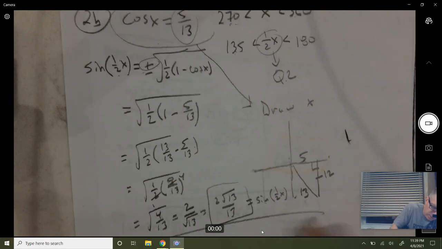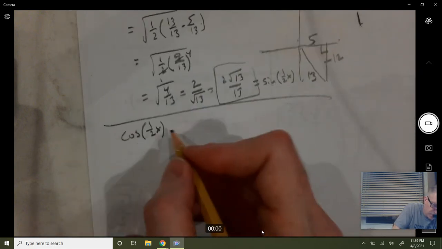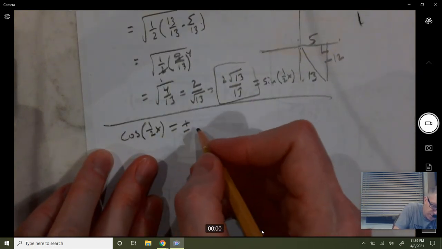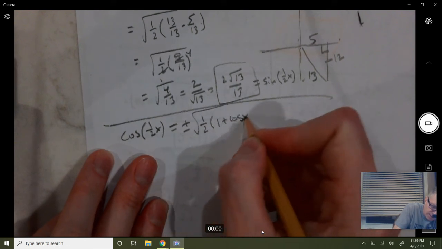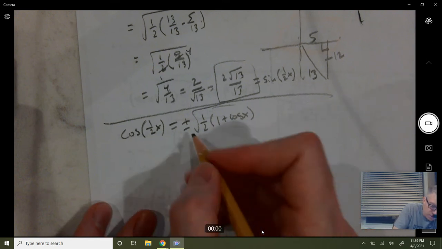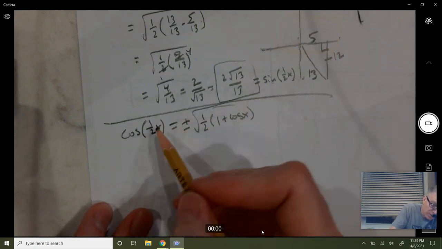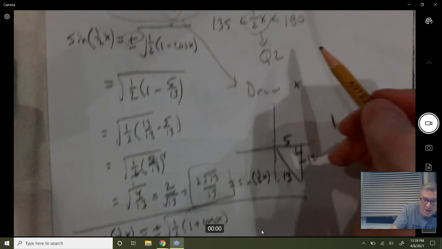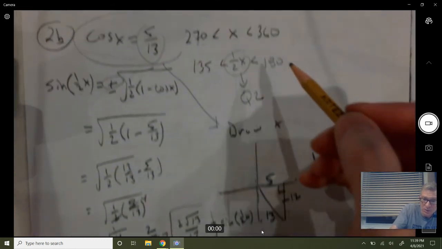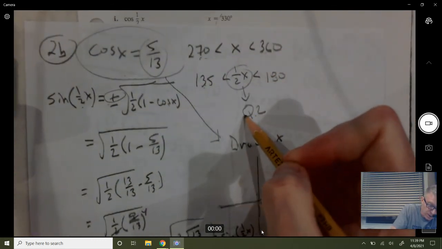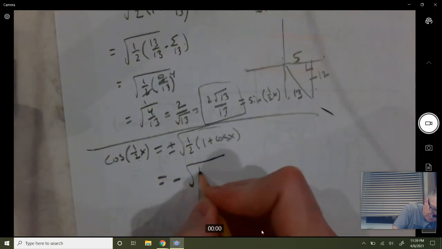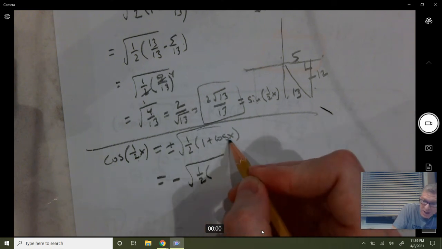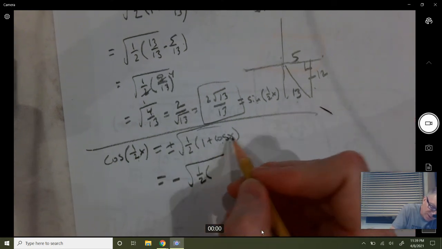Okay, now let's do cosine of 1/2 x. Your formula for cosine 1/2 x is plus or minus the square root of 1/2 times 1 plus cosine x. Now remember, where is 1/2 x? We don't care where x is, we care where 1/2 x is, in quadrant 2. And in quadrant 2, the cosine is negative, so we know that this should be a negative. And then for this, we have to look at where x is, because that's cosine of x.